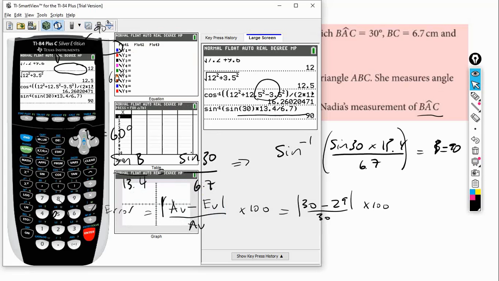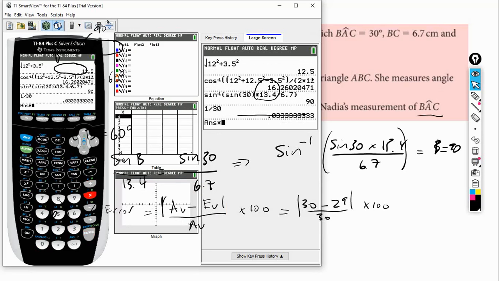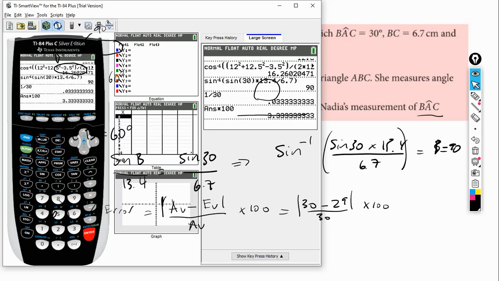So it's going to be 30 minus 29 divided by 30. And that answer times 100. And that is going to be 3.33%. So that is equal to 3.33% to 3 significant figures.